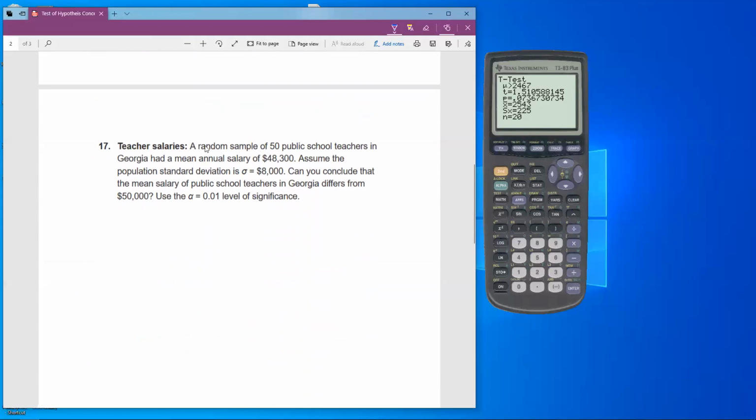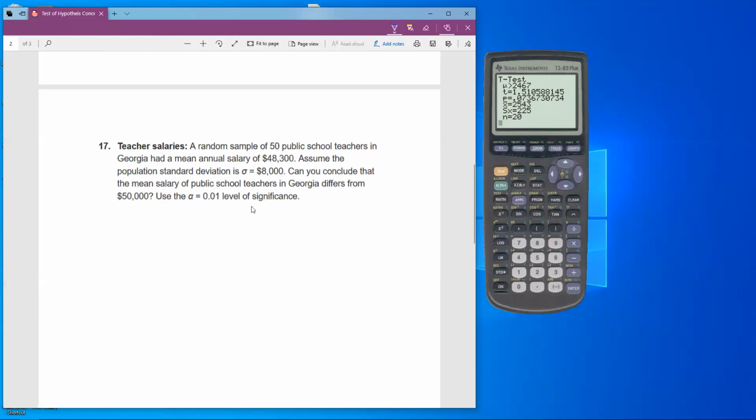Okay, so this one says we have a random sample of 50 public school teachers in Georgia, had a mean average salary of 48,300. So that was for the sample, right? The sample of the teachers had this salary. So when we're talking about this number here, you're going back to the sample. These 50 teachers had this average salary, okay? Say, assume the population standard deviation sigma is equal to 8,000, okay?